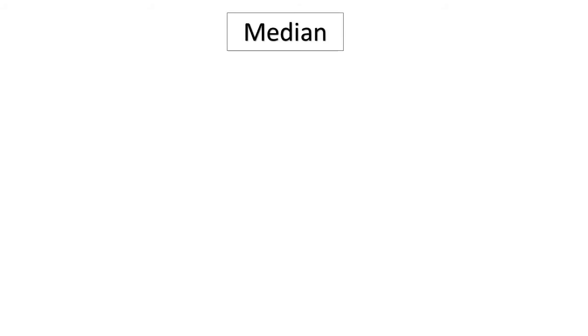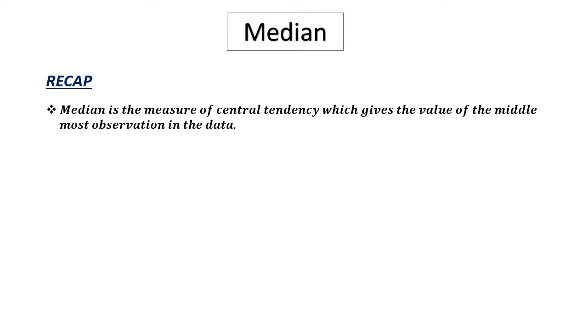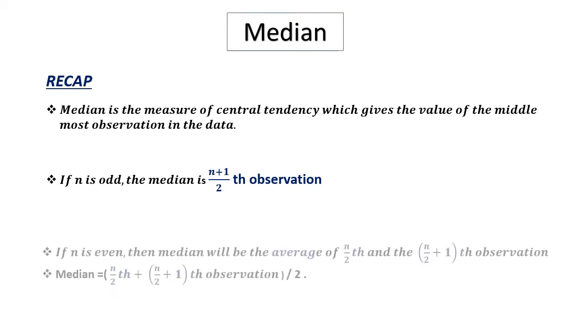Median is also another measure of central tendency. It simply means that it is a measure of central tendency which gives the value of the middlemost observation in a data. Here you have learned that it depends upon the number of observations. If n is odd, then the median is the (n plus 1) upon 2th observation. It is a position. Suppose n is 5, then 5 plus 1 upon 2, that is 6 upon 2, the third observation.